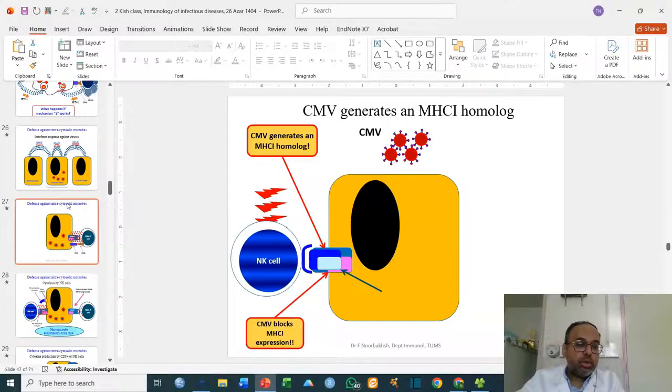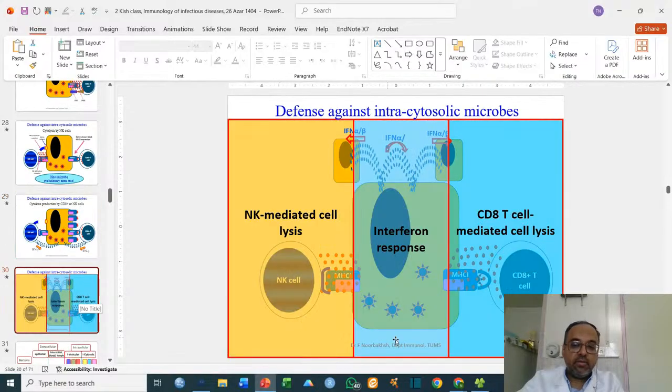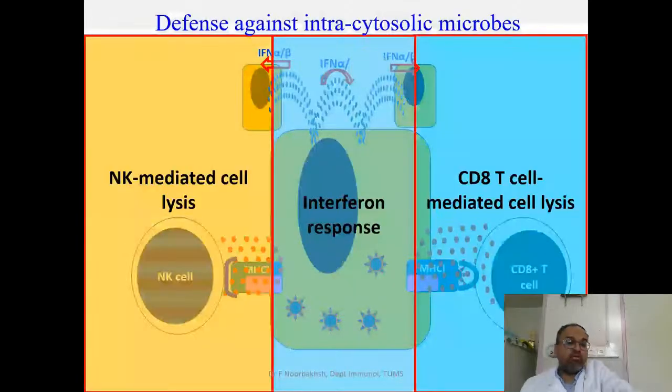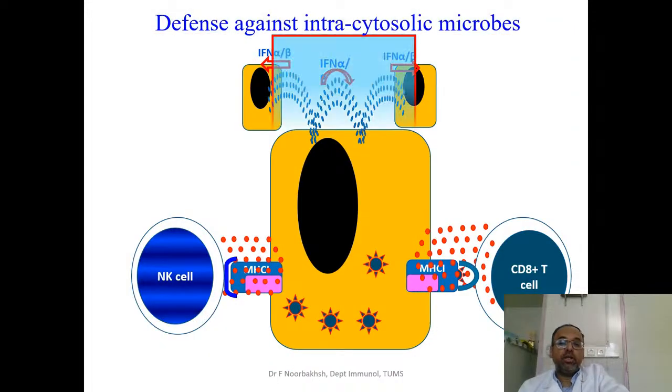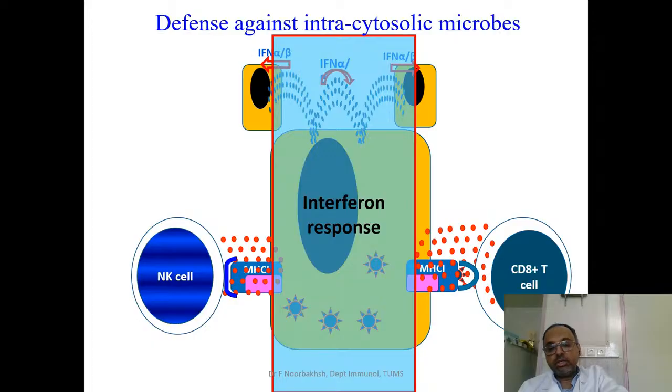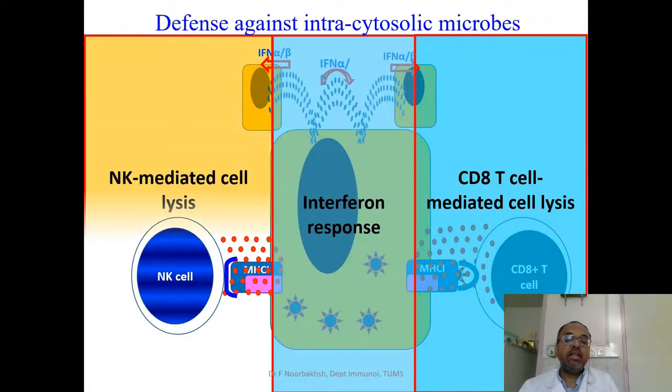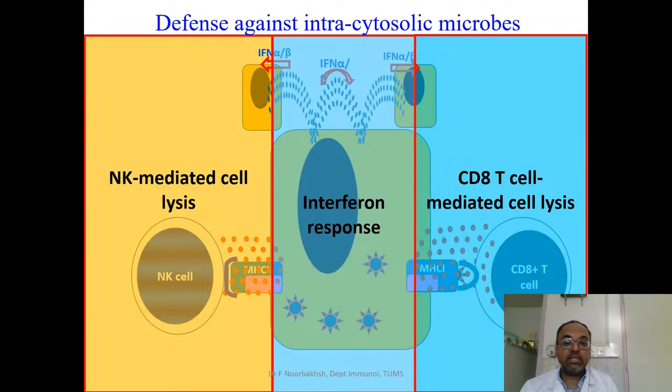All right, so let's go back to what we had in here. So for intracytoplasmic pathogens, we have three groups of responses. Okay, the first one, interferon response. It's an innate response, production of interferon alpha and beta. Then killing by CD8 T cells. I call it CD8 mediated lysis or CD8 killing, which is an adaptive response. And then we have NK cell killing or NK cell lysis, which usually happens when the MHC levels are low and stress antigens are high.